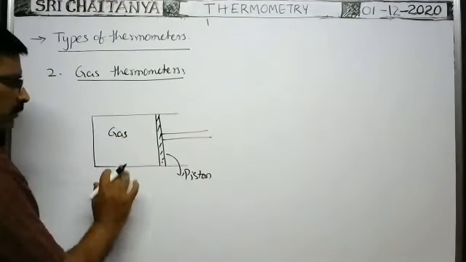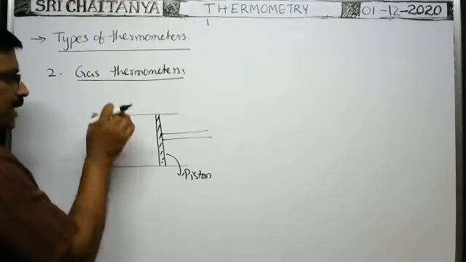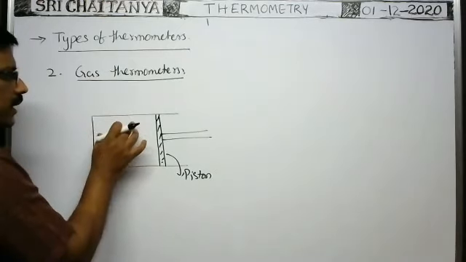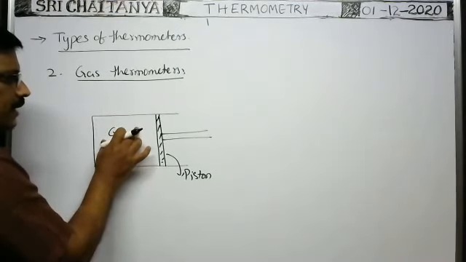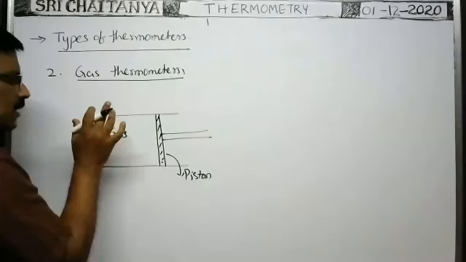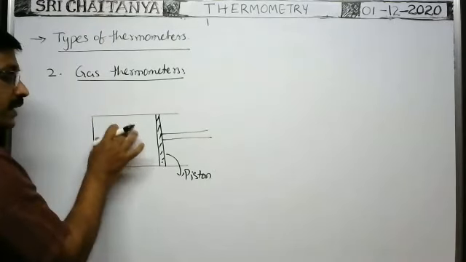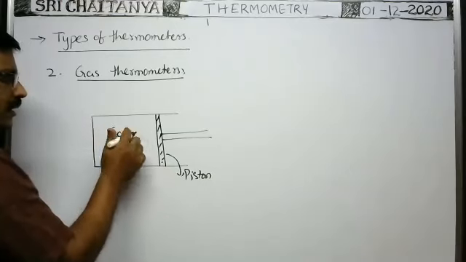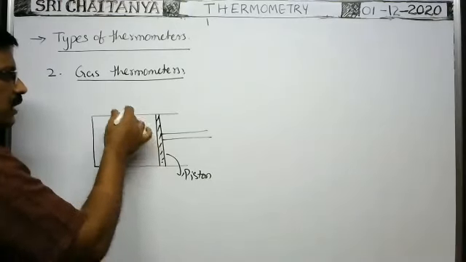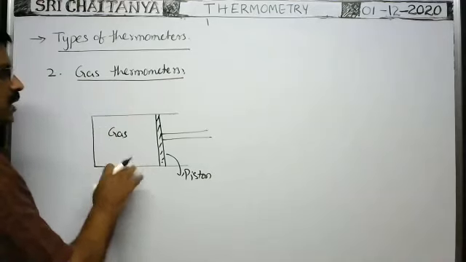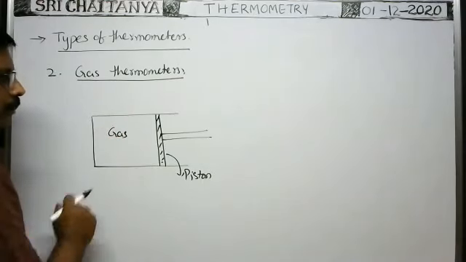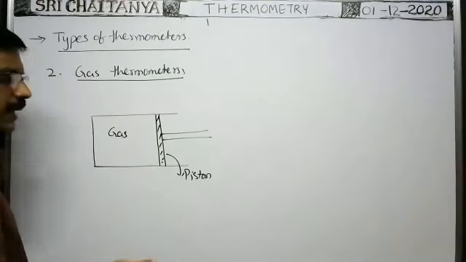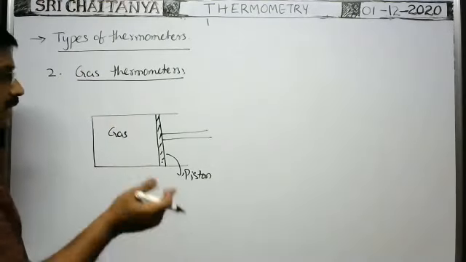When heat energy is supplied to the gas, the heat energy is absorbed by the atoms or molecules in the gas, and the average kinetic energy increases. When average kinetic energy increases, temperature rises. As the kinetic energy of the particles increases, they make more collisions with the walls of the container per second. That's why pressure increases. By measuring the pressure, we can assess the temperature of the gas, which is equal to the temperature of the body.